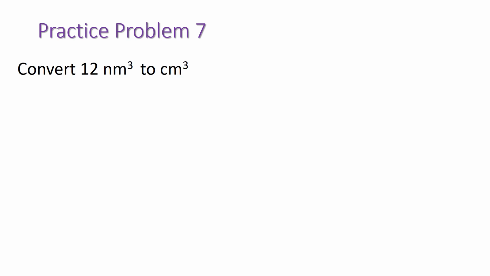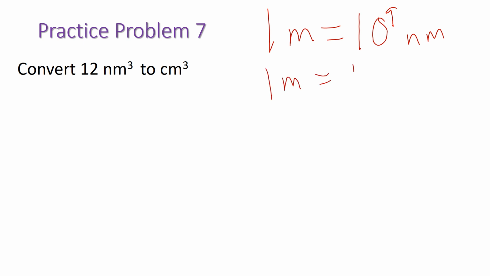Convert 12 nanometer cubed to centimeter cubed. Remember, 1 meter equals 10 to the 9 nanometers. 1 meter equals 10 squared centimeters. Can you set up your conversions to go from nano to centimeters? Let's see. Nanometers need to cancel, then meters need to cancel. If you can do this, pause the video.